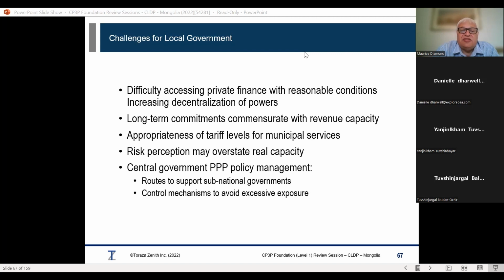Obviously, you get this increasing decentralization of power, but not necessarily the level of resources to complement that. There can be long-term commitments that are not commensurate with revenue capacity. It can be difficult as well to make sure that the tariff levels are appropriate in a local environment. And the risk perception could overstate real capacity.